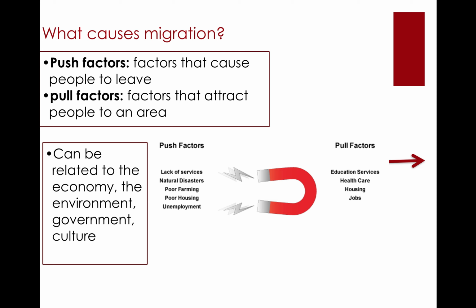What causes migration are push and pull factors. Push factors are factors that cause people specifically to leave a place. Pull factors are the things that pull them in, that attract them to a particular area. Of course, everyone could say that every push factor could be considered a pull, right? I don't have a job, there is a job, right?